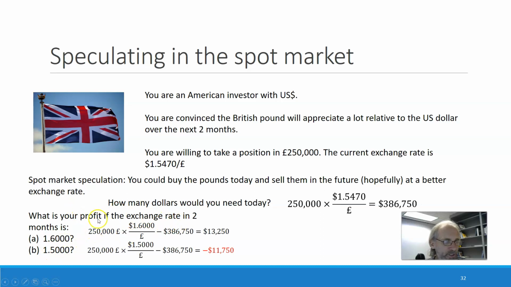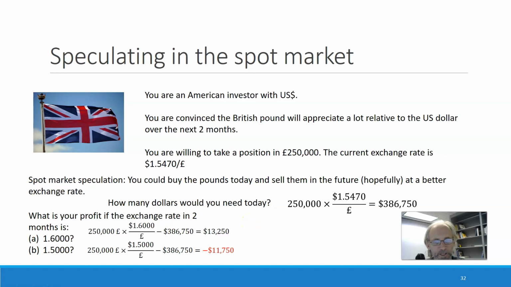I've got the calculations here. You've got 250,000 pounds, right? If each pound will buy $1.6, you've made a profit. The pound buys more dollars now than it did before. So you've made a profit, and you can calculate how many dollars that would buy, and then subtract off the amount you put in to start with, and that's $13,250. Okay? And if it goes the wrong way on you, and the pound buys fewer dollars in the future than it did before, well, it's the same calculation, just with the exchange rate moving down. And so you would lose $11,750.